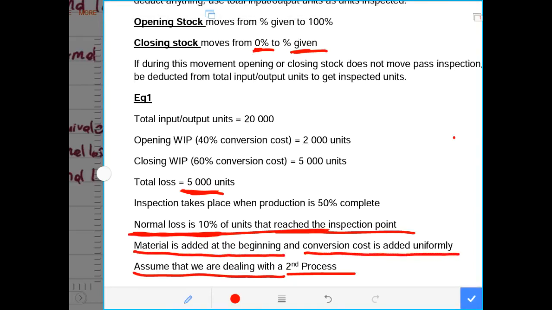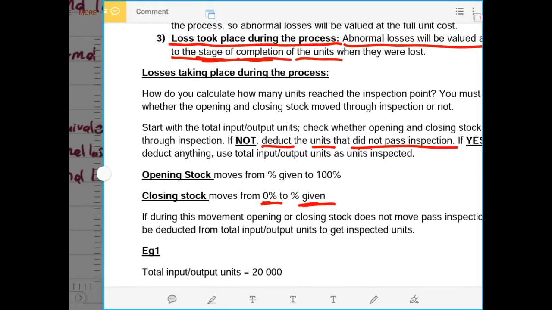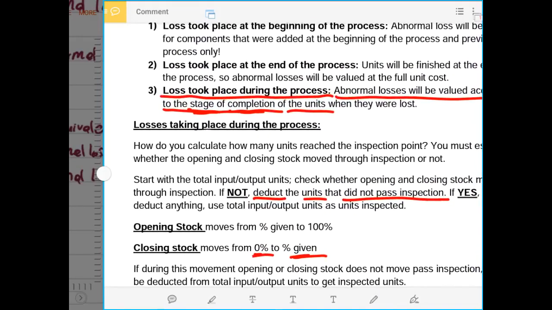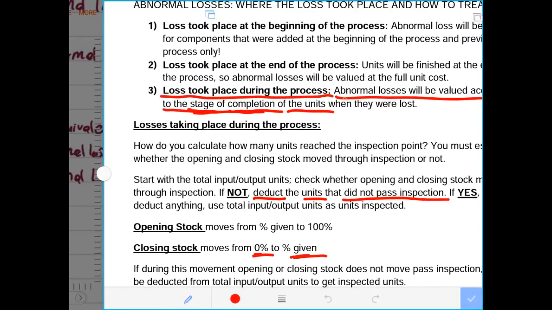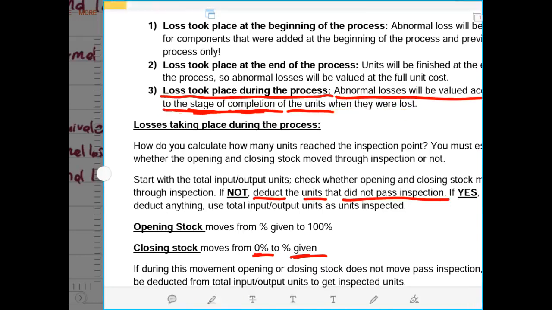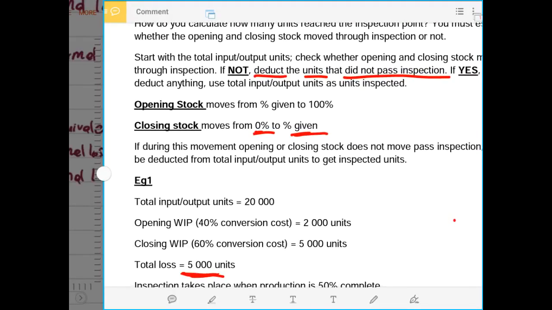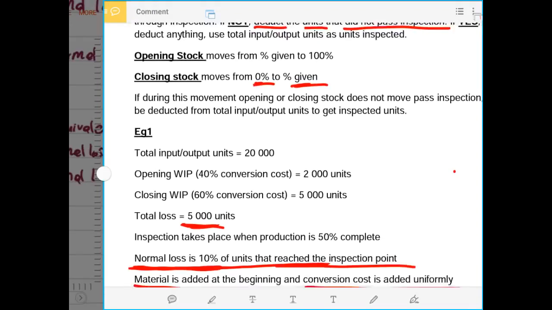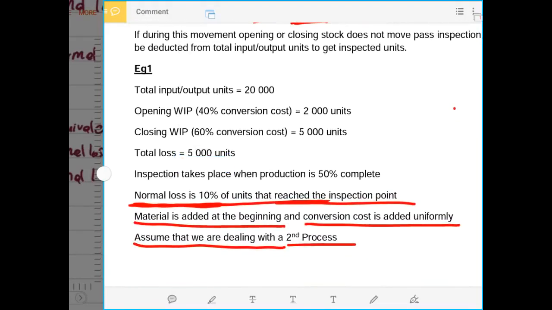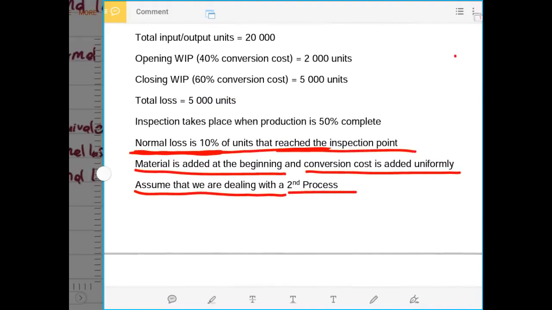Now they also emphasize that above, where they tell us that whenever the loss took place during the process, abnormal loss will be valued according to the stage of completion of the units when they were lost. When it comes to normal loss, we don't allocate it throughout, only under the first part, just identifying the amount of the normal loss.